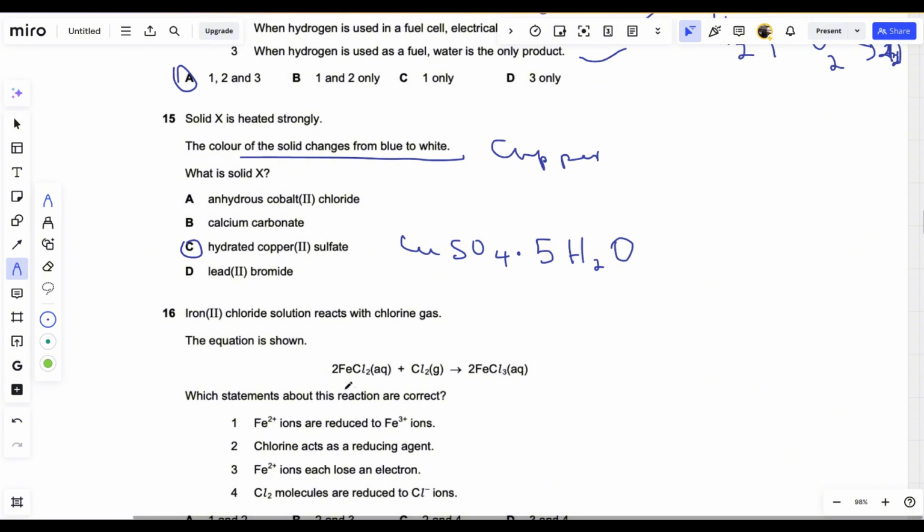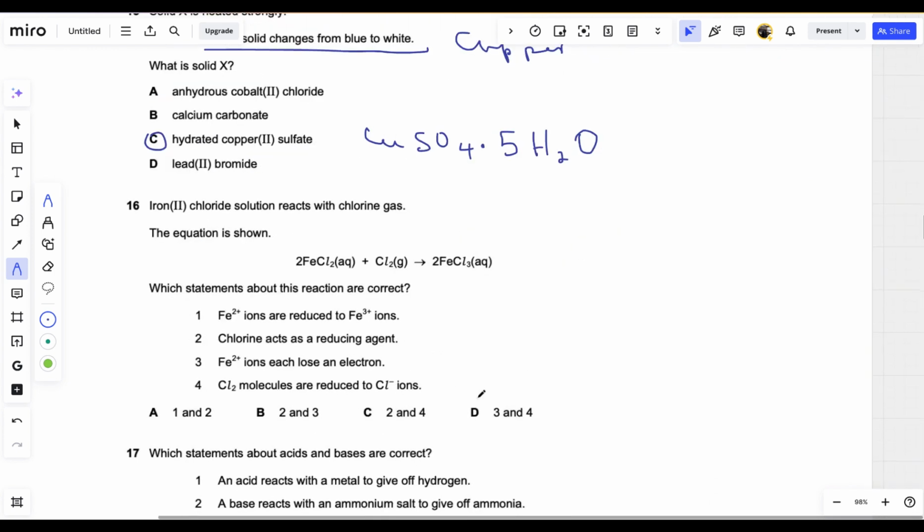Which statements about the reactions are correct? Iron 2 ions are reduced to iron 3 ions? Is that so? No. If you had said oxidized to iron 3 ion, we would have said yes. Chlorine acts as a reducing agent. Is chlorine a reducing agent or oxidizing agent? It's an oxidizing agent. Okay? Then iron 2 ions each lose an electron to become iron 3, right?